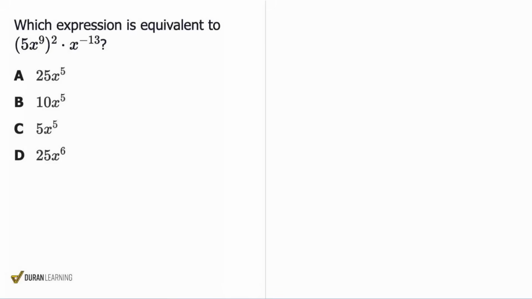So let me rewrite everything right here. The group 5x to the power of 9, all squared, multiplied by x to the power of negative 13.